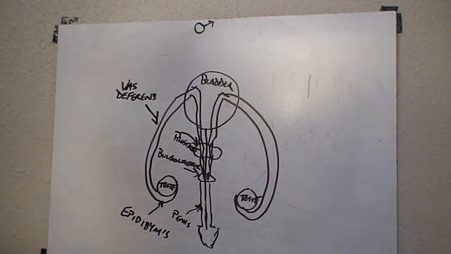So that's the reproductive system, if you will, just diagrammatically. Again, it's not a very pretty drawing, but you get the idea of how this system is set up. Now you're ready to move on into the actual dissections and see the real thing.